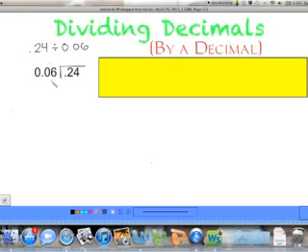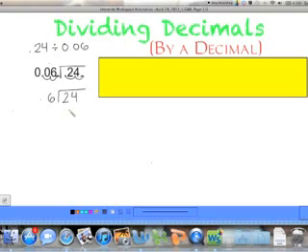The way we're going to do that is we're going to move our decimal place over until we have a completely whole number. So I have to move my decimal 1, 2 places over, and if I move it over for one of my numbers, I have to move the decimal place over the same amount of times for my other number. So my new problem becomes 24 divided by 6.